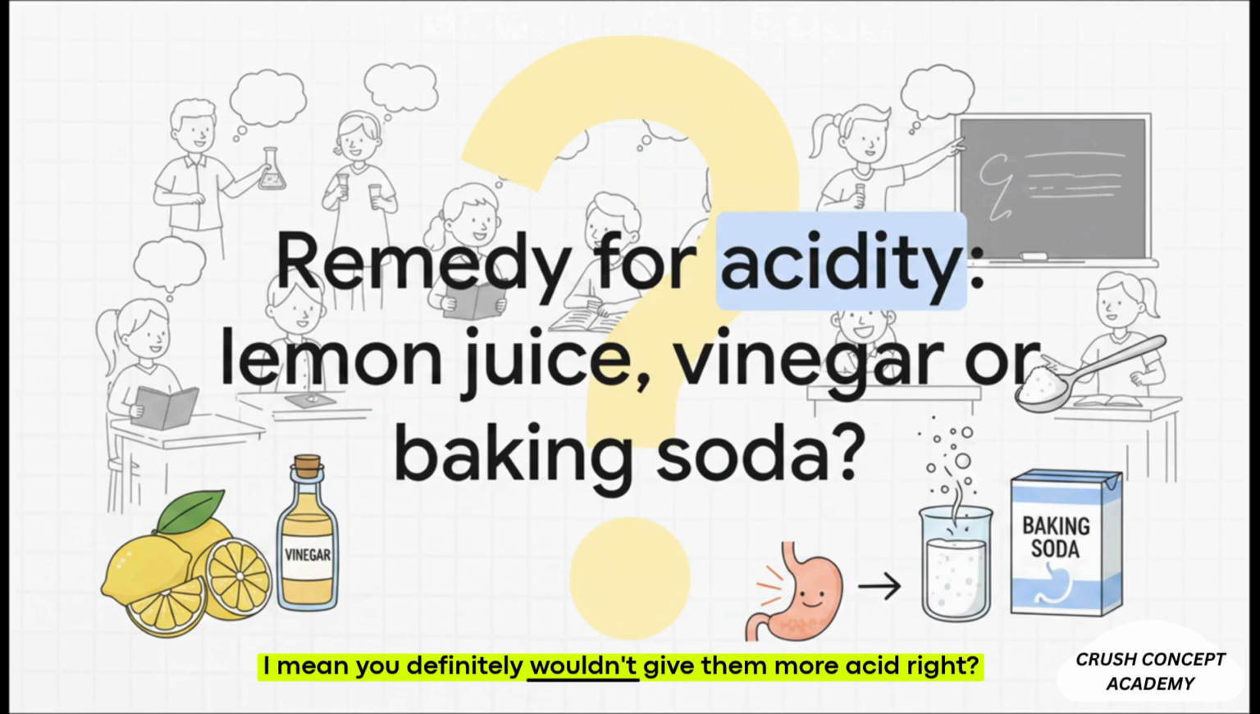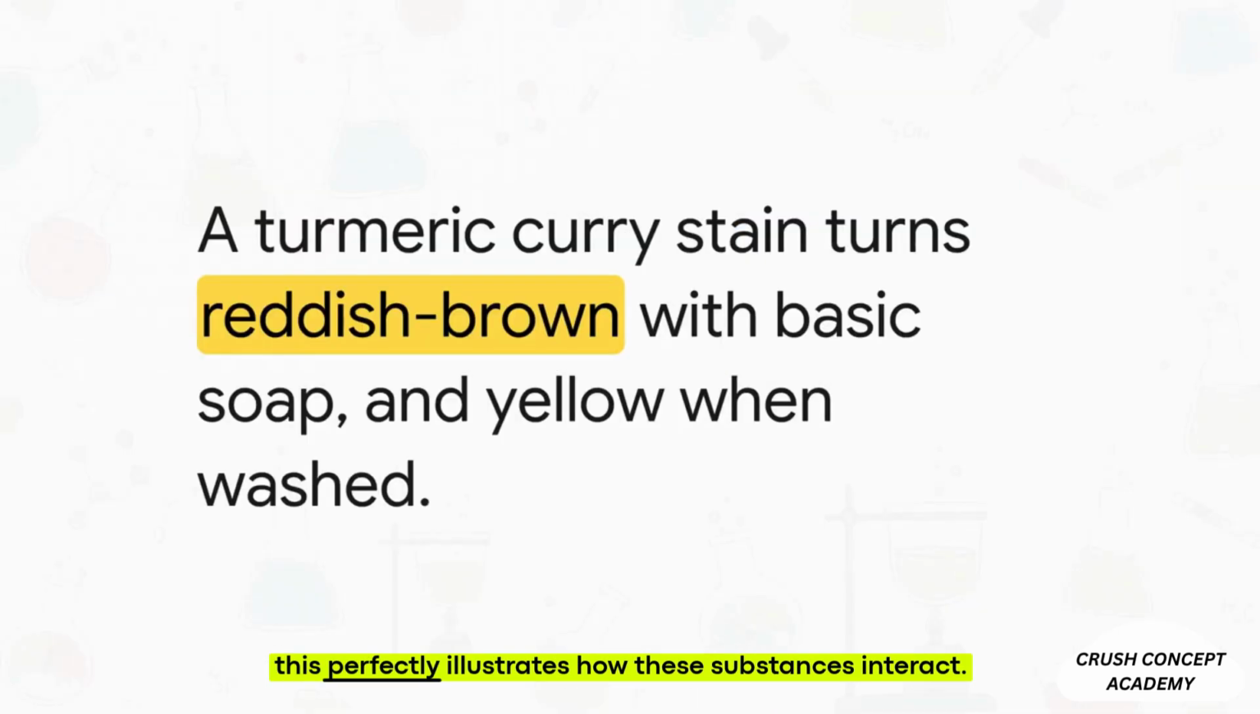I mean, you definitely wouldn't give them more acid, right? You'd want something to actively nullify that acid. And this perfectly illustrates how these substances interact. You'd go with the baking soda because it acts as a base to basically cancel out the stomach acid.